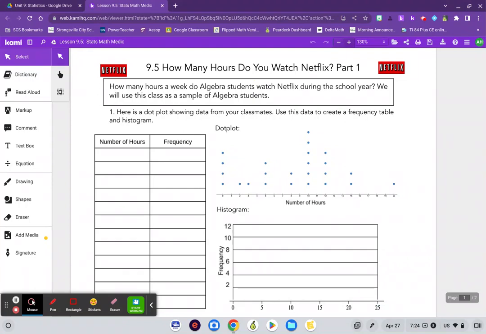It was a chance to look at creating frequency tables and look at interpreting histograms. For the 9.5 lesson, we are going to combine looking at a dot plot, creating a frequency table, and then actually creating our own histogram, and then still looking at measures of center such as mean and median.